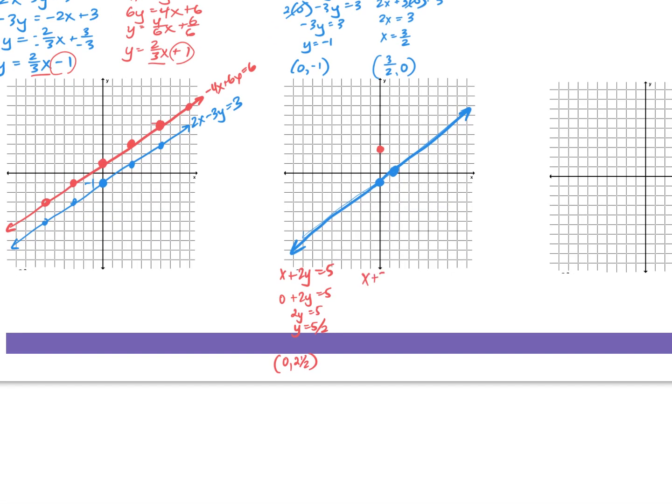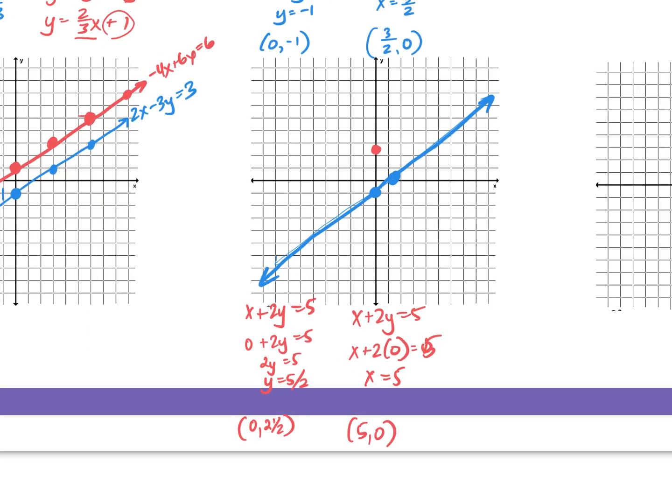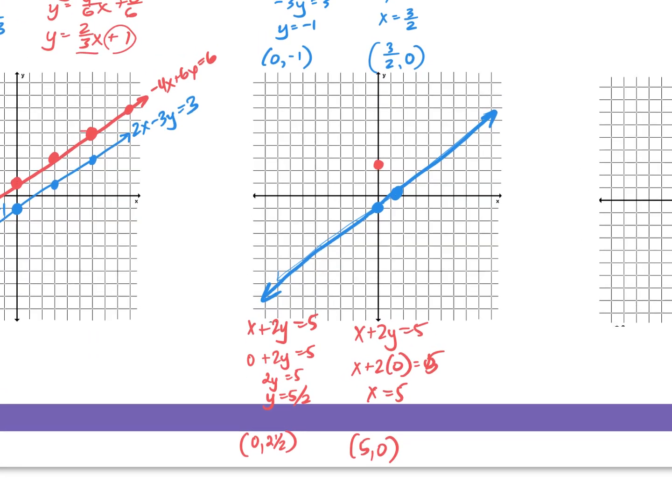So x plus 2y equals 5. Now I'll make y equal to 0, and x equals 5. So when x is 5, y is 0. Or when y is 0, x is 5. So 1, 2, 3, 4, 5, 0 here.